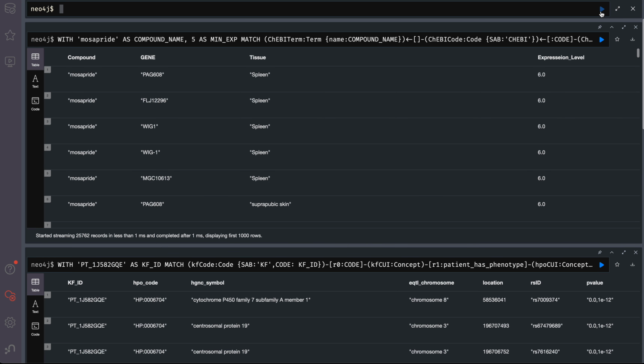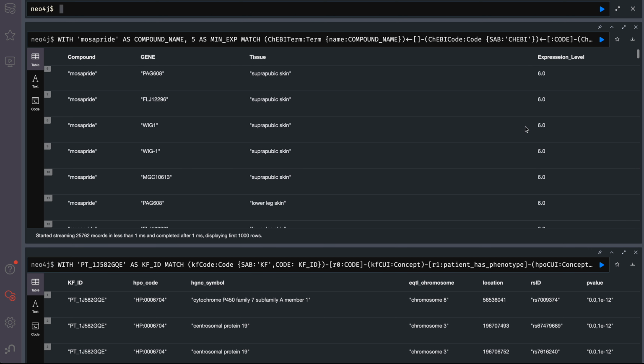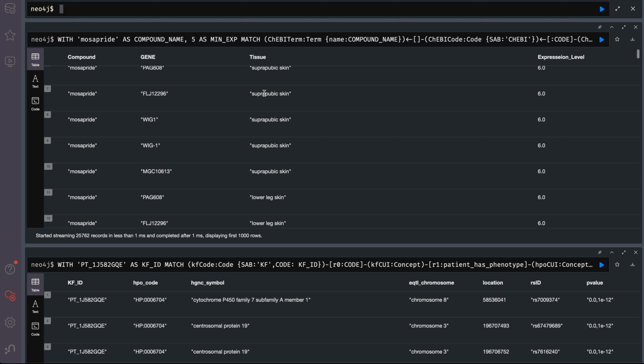It takes a second to do the query, but here you see how quickly we got the results back, and it's only showing the first 1,000 rows. But here's all the tissues that could be affected by this particular compound, because they have a significant amount of expression of the genes that this particular compound affects. So here's the expression level, and here's additional information on what tissue this gene expression was found in.